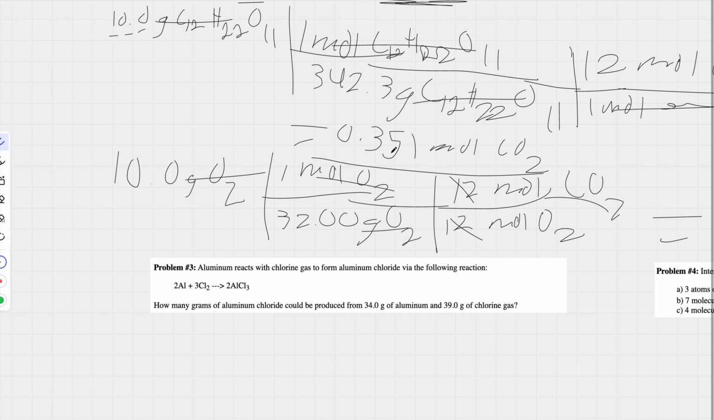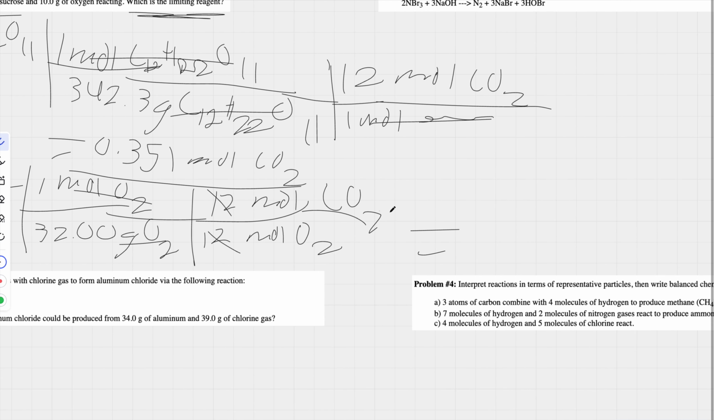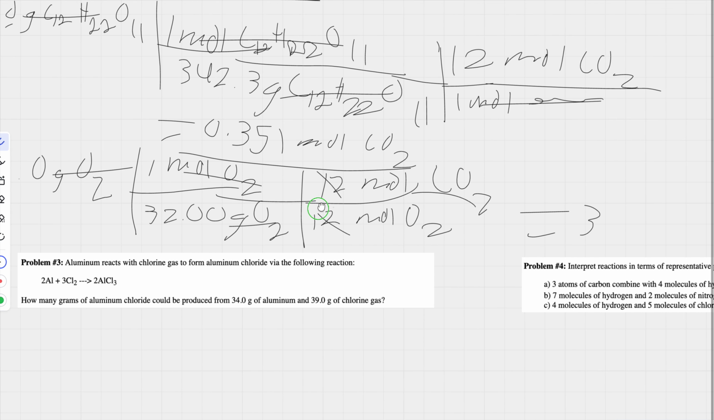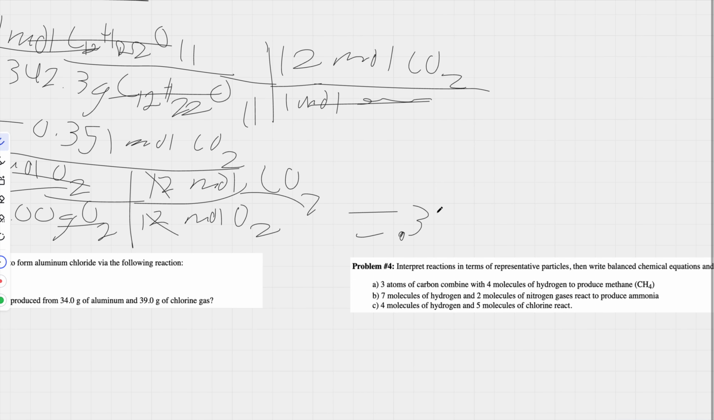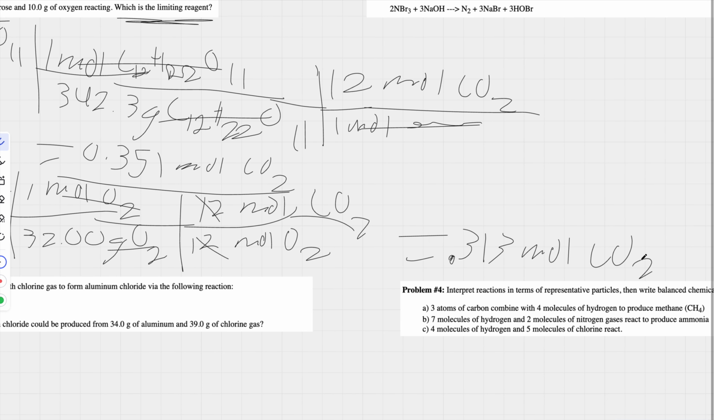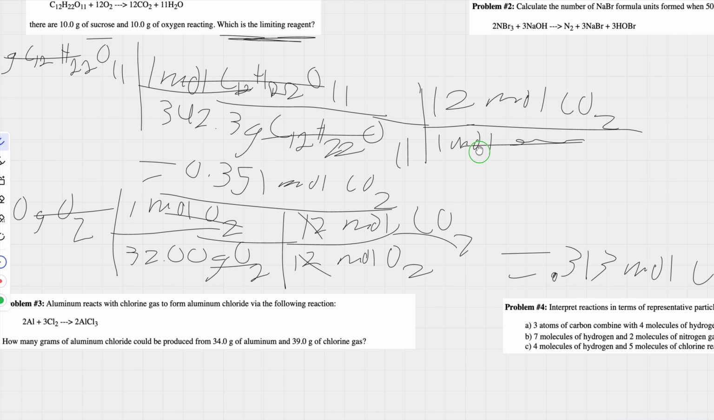And then you should get, your answer should be in 3 significant figures. So your answer is 3.13 moles of CO2 formed from 10 grams of oxygen.